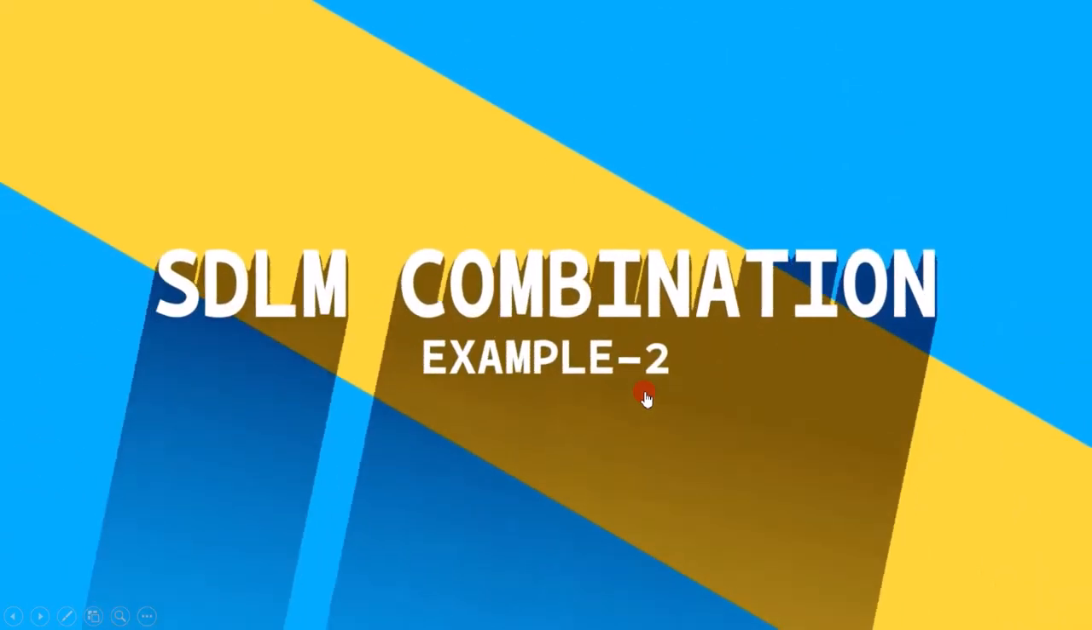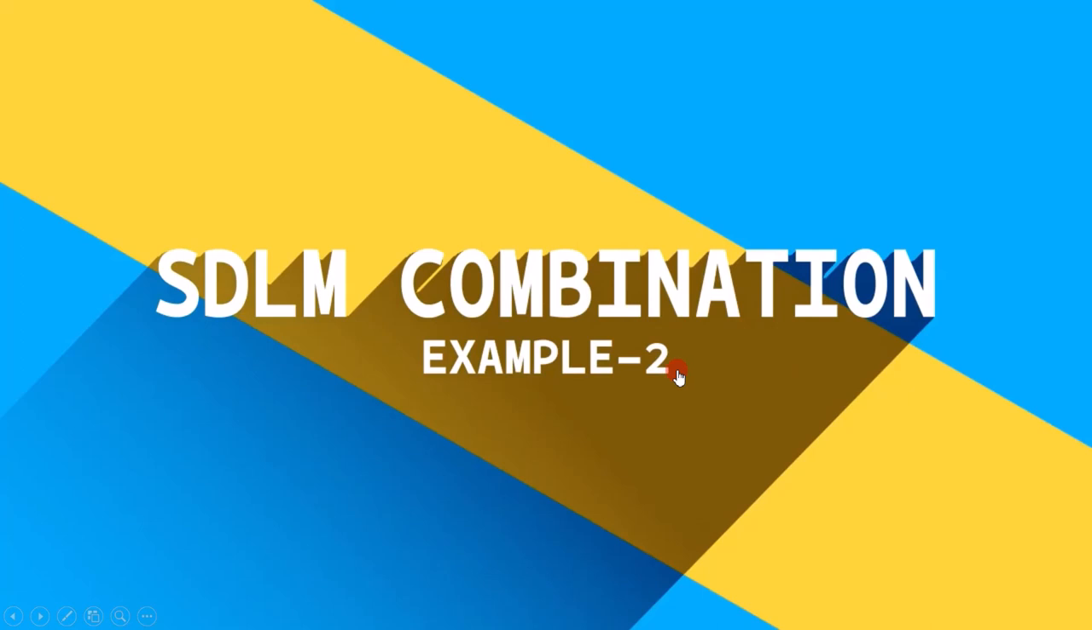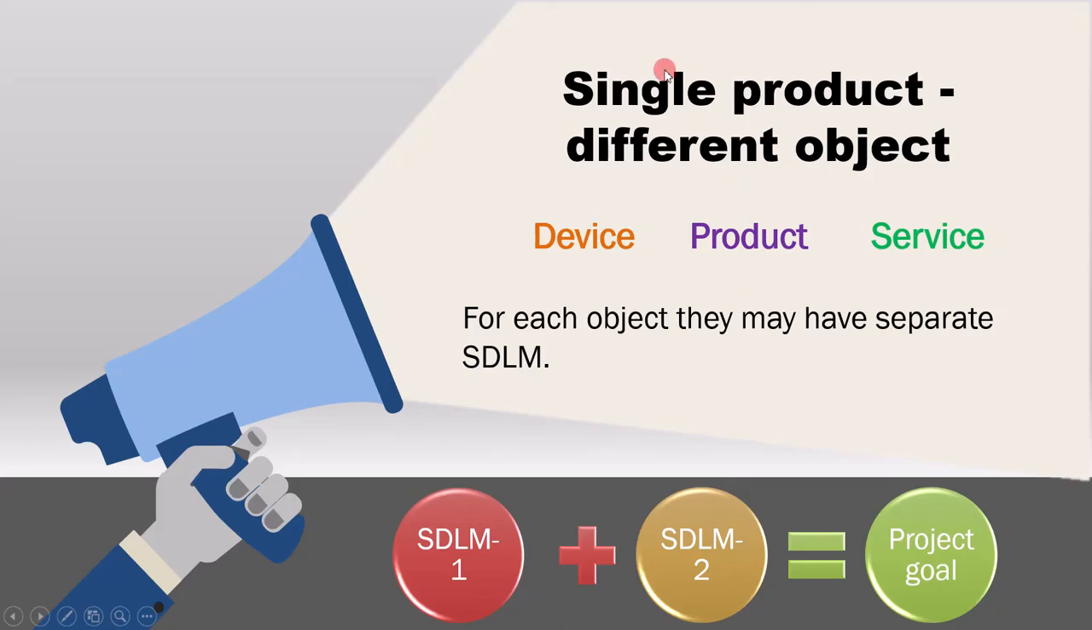Let's see the second example to take a look at how different models are combined to achieve the project goal. Here, you have a single product, but different objects. However, you're still combining different models to achieve the project goal. Suppose a company creates a device, develops a product, and provides service. For each of these objects, they can use separate software development lifecycle models. In order to provide a service, they can choose to use one model. To develop a product, they can use another. And to manufacture a device, they can utilize yet another model.